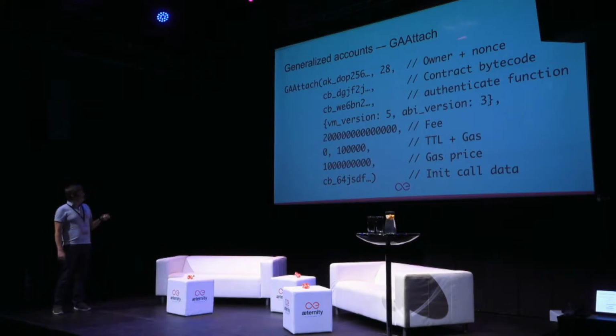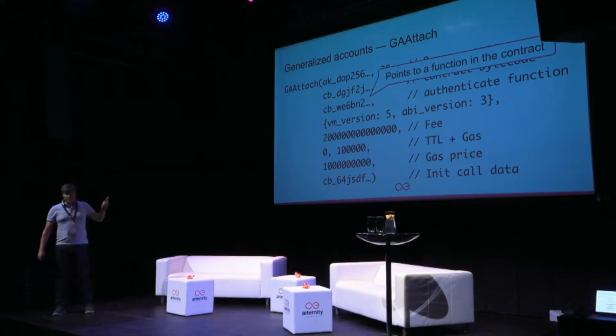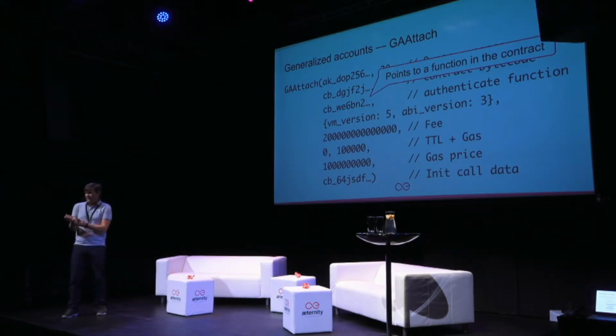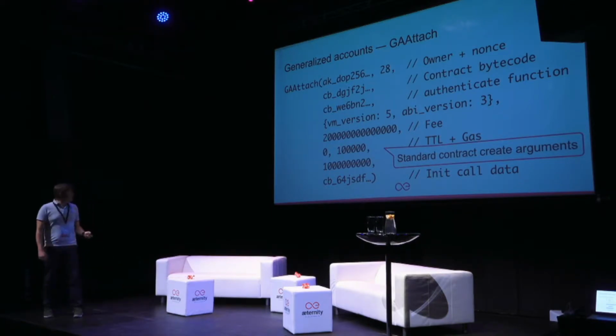You have to supply the contract, of course. But you also have to, and this is the special bit, supply which function in this contract will do the authentication. We could have gone for a standard where you had to name it exactly authenticate or something, but we decided we can actually just give a pointer to the actual function. The rest of the parameters are the standard contract create arguments.